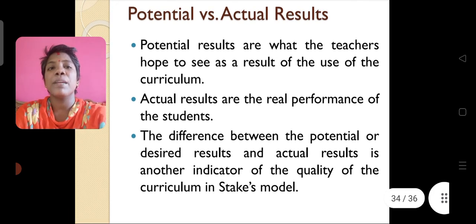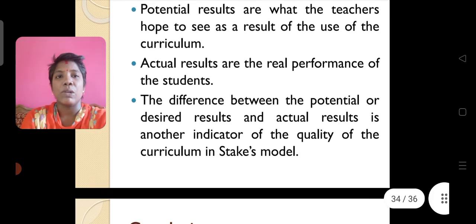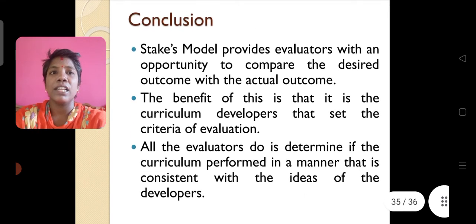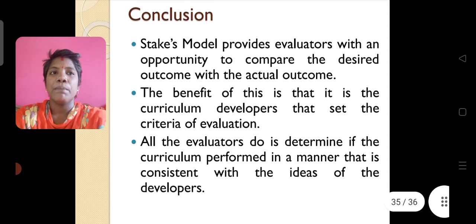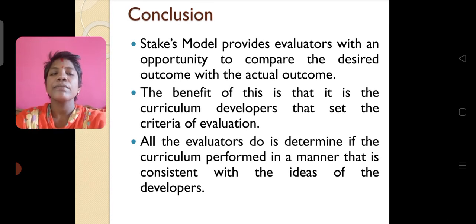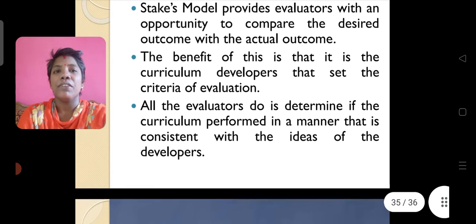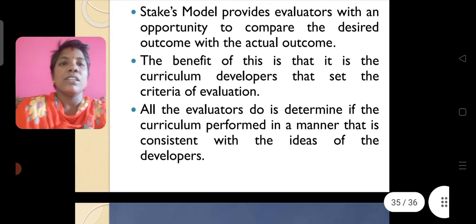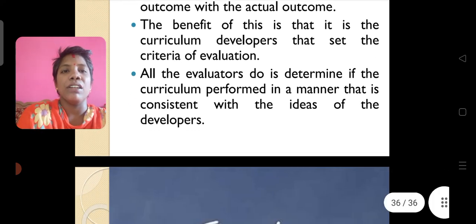The difference between the potential or desired results and the actual results is another indicator of the quality of the curriculum. See the conclusion of Stake's model. Stake's model provides evaluators an opportunity to compare the desired outcome with the actual outcome. The benefit of it is that all the evaluators do is determine whether the curriculum performed in a manner consistent with the ideas of the developers.